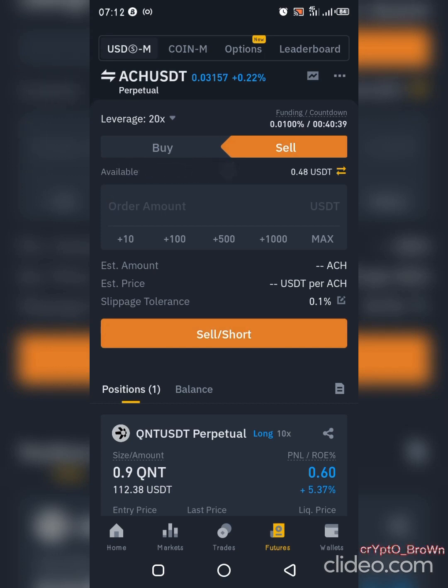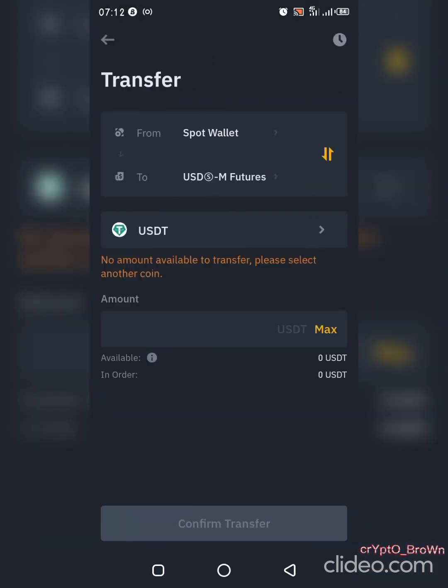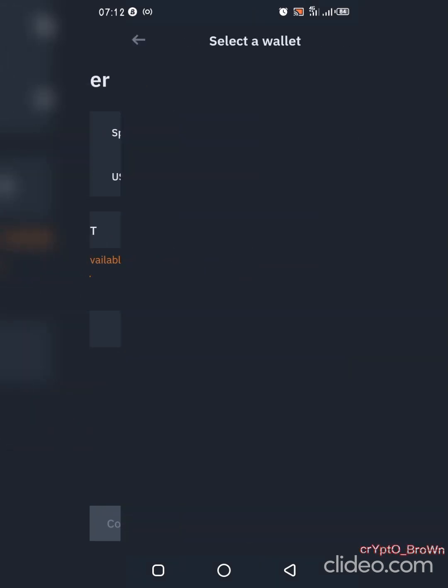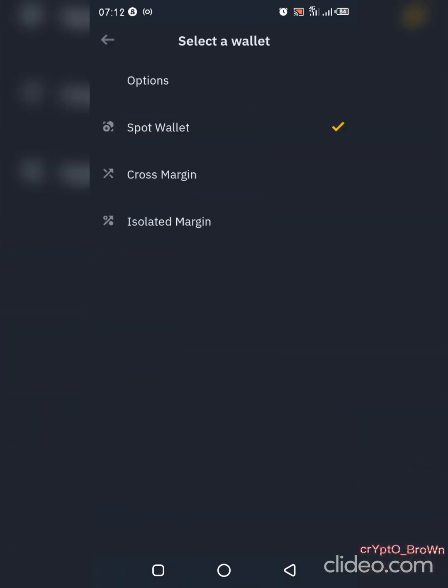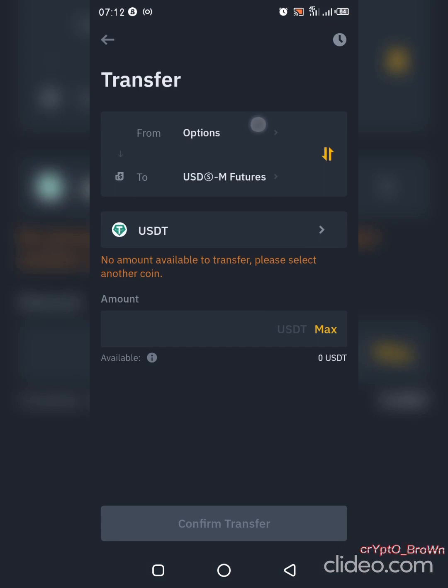Now, you can see available over here. This button gives you the chance to trade with whatever that you are having. If you don't have anything in your margin, if you don't have any USDT over here, you cannot trade. If you want to put USDT into your futures trading account, just click on this button over here. When you click on it, you'll be able to perform transaction from your spot wallet into the USDM futures, or you can choose to transfer from your spot wallet into your cross margin coin M futures, your funding isolated margin, or you can transfer from your spot or from your cross or options. So that's how it works.